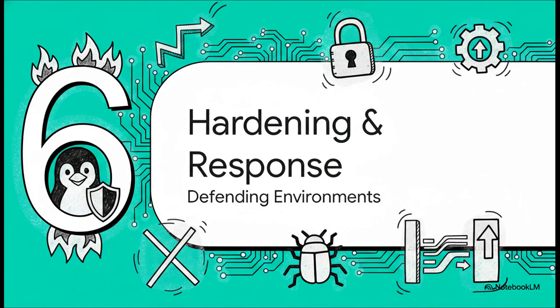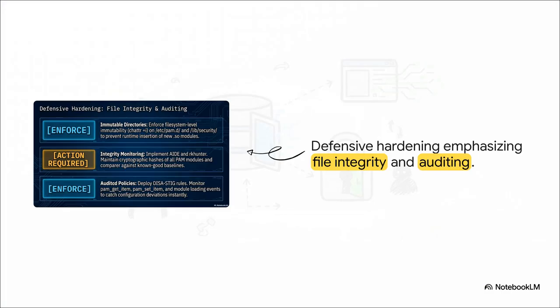Finally, Section 6, Defensive Hardening and Response. Let's talk about the actionable intelligence and the countermeasures you need to actually defend your Linux environments against this. System admins, you've got to focus heavily on file integrity and auditing. First, you need to enforce file system level immutability on your PAM directories to stop the runtime insertion of new shared object modules. Second, you must implement integrity monitoring tools like AIDE to maintain cryptographic hashes of all PAM modules. And third, deploy auditd with strict rules so you can instantly catch configuration deviations.